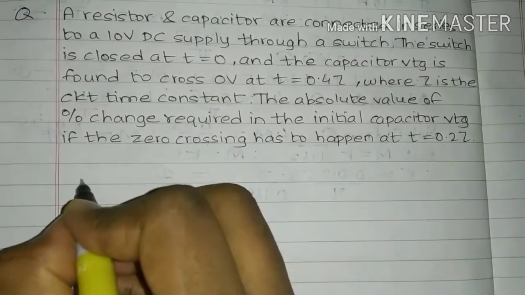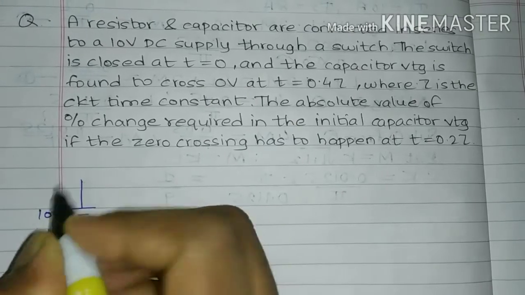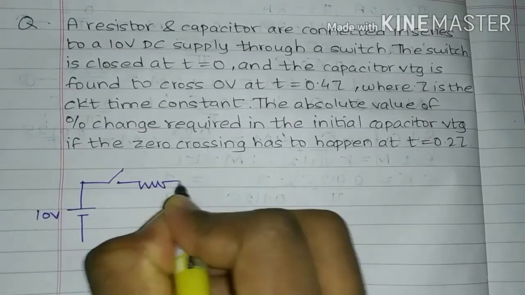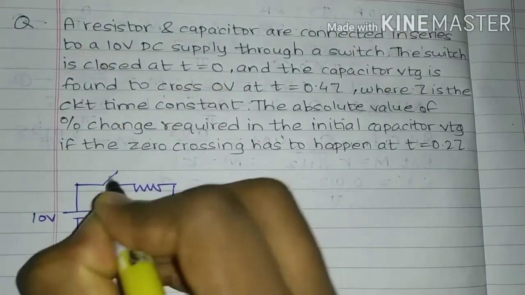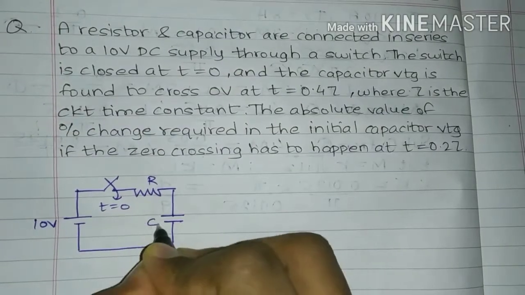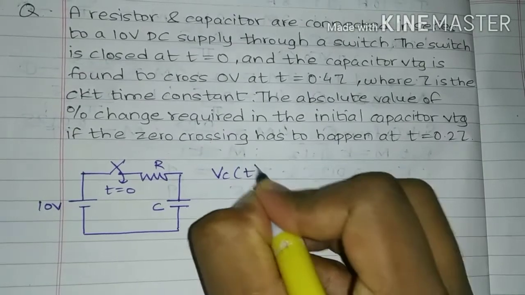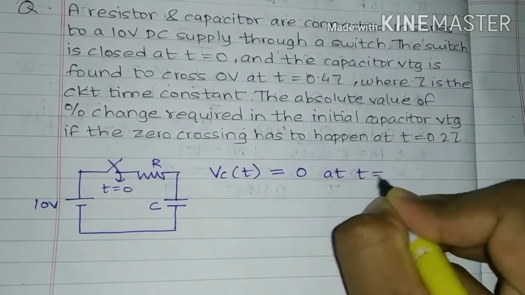In this question we are having a 10 volt source, a switch in series with a resistor as well as a capacitor. The switch is closed at t equal to 0. It is given that Vc of t is equal to 0 when t is equal to 0.4 tau, where tau is the time constant.